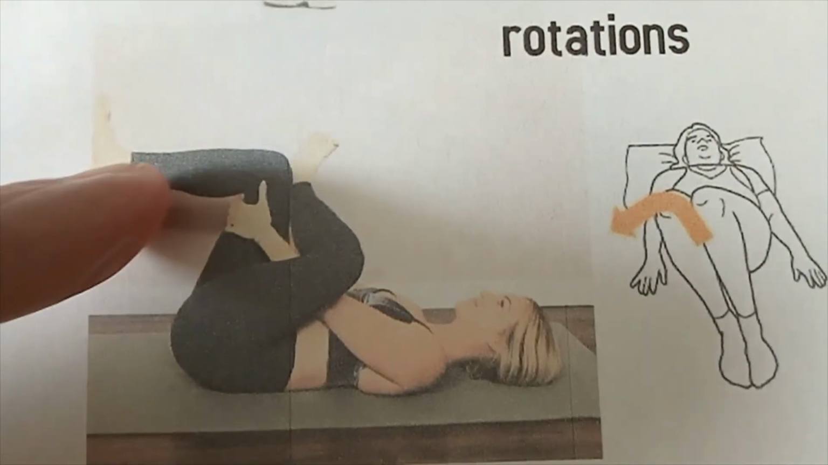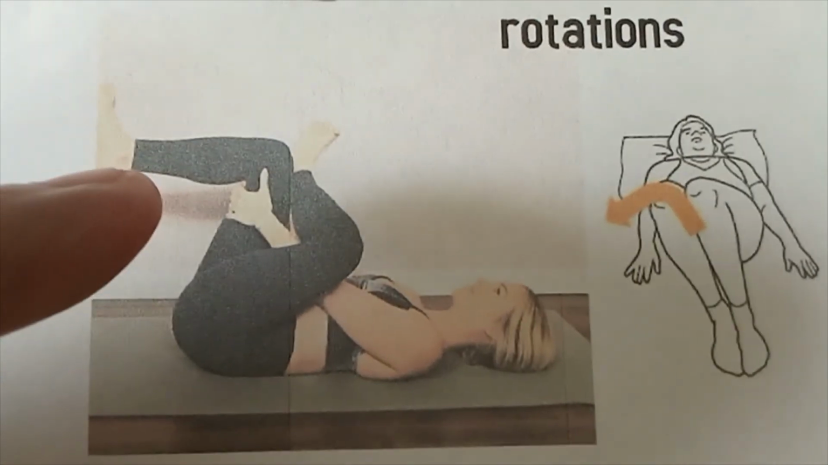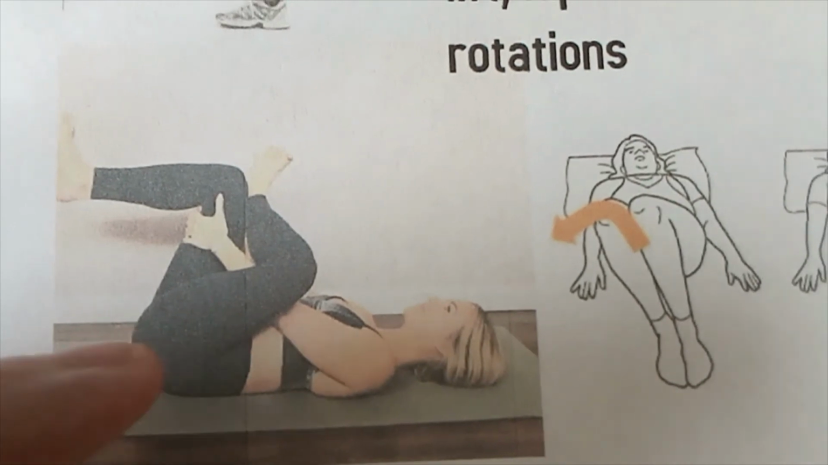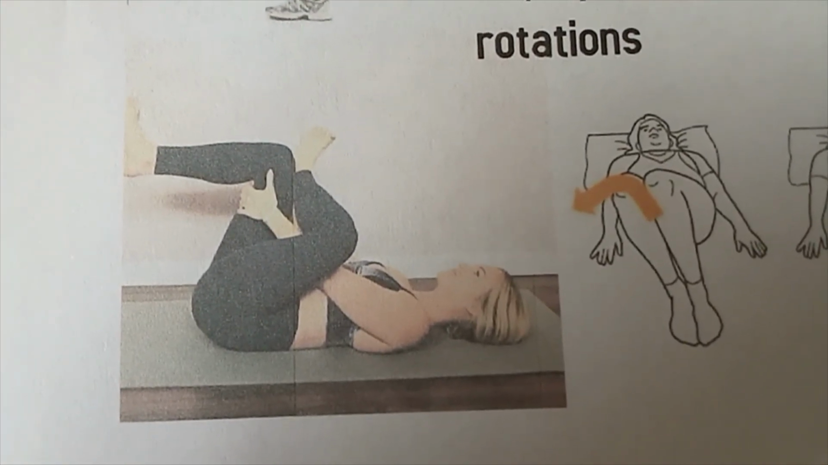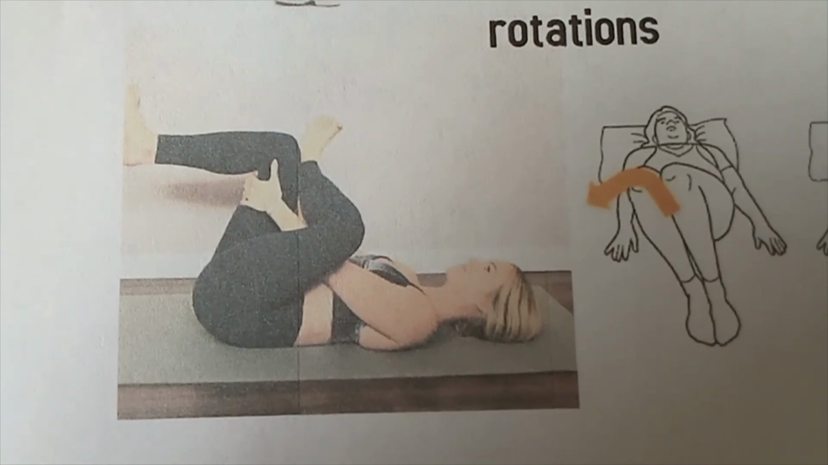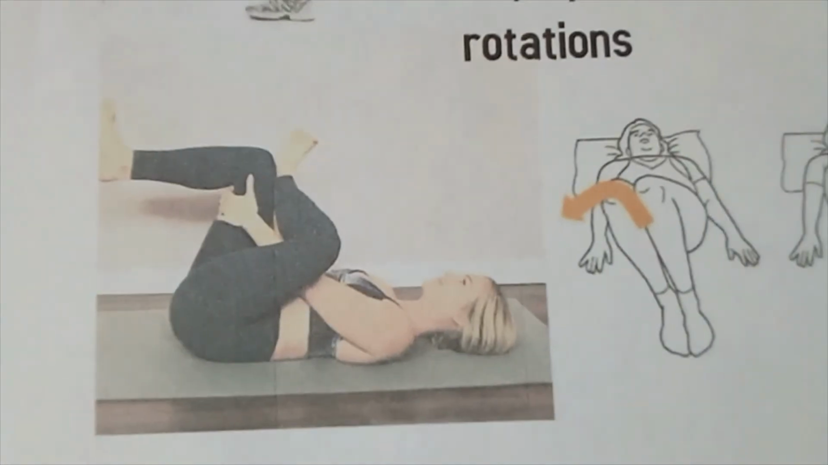Now, by bringing this second leg up, you're actually getting a really good stretch in the deep lateral rotators. So we're talking about things like the piriformis muscle. You can then repeat a few times a day. And again, repeat on both sides if your pain is on both sides.